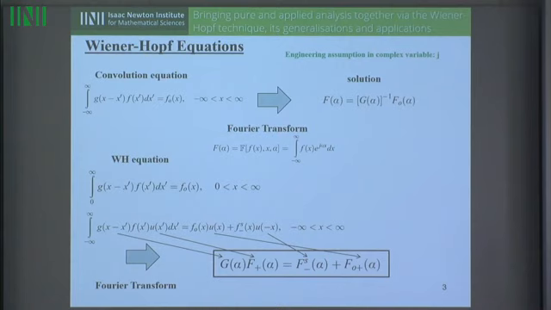We can find a solution of a convolutional equation easily by applying the Fourier transform and inverting the kernel, and then we get the solution. Wiener-Hopf equations are semi-convolutional equations, so we have an integration path from 0 to plus infinity here, and the source term, and this equation holds in the interval 0 to infinity. We can rephrase this problem into this one.